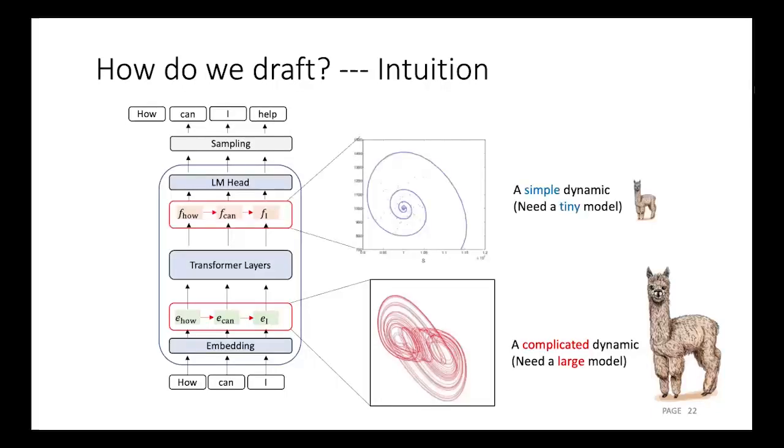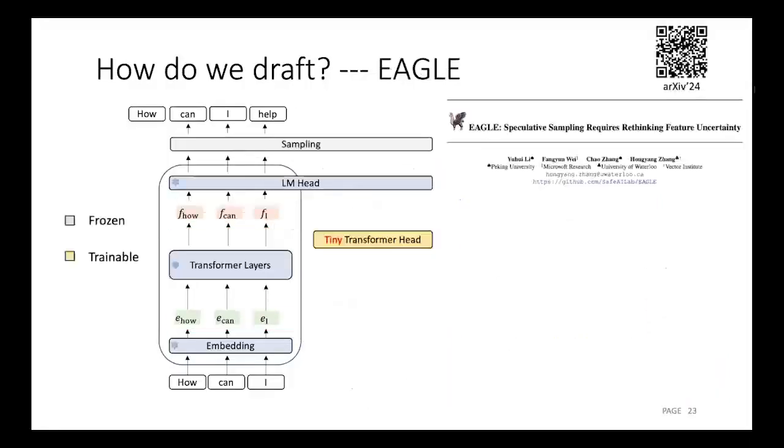However, if you look at the top layer, you have how, can, you input them into the transformer layer, you get a feature. And if you look at the evolution path in the top layer, f_how, f_can, f_I, how f_how becomes f_can and how f_can becomes f_I, you can see that the dynamic will be very simple. That being said, you only need a very tiny model to predict the evolution path in the top layer. So this is our intuition, and our method is built upon this intuition.